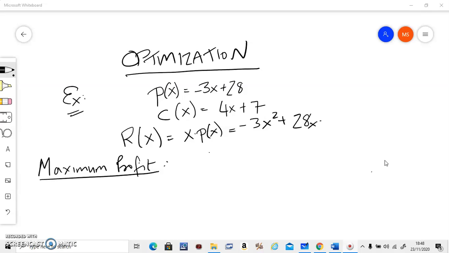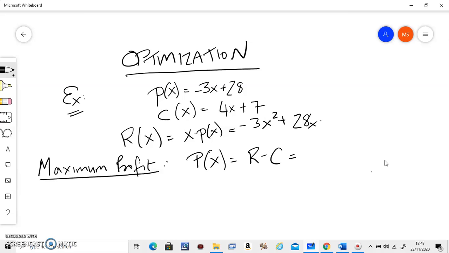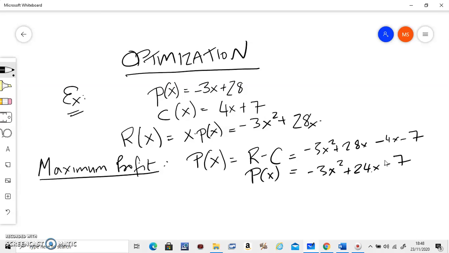If the question is asking for maximum profit, what you need to do first is find the profit function, which is revenue minus cost, which is negative 3x squared plus 28x minus 4x minus 7. It simplifies to negative 3x squared plus 24x minus 7. And this is your profit function.